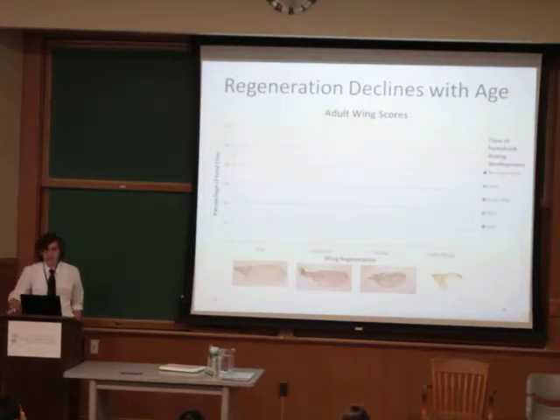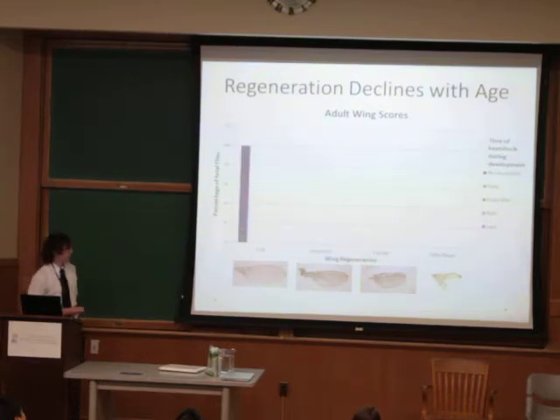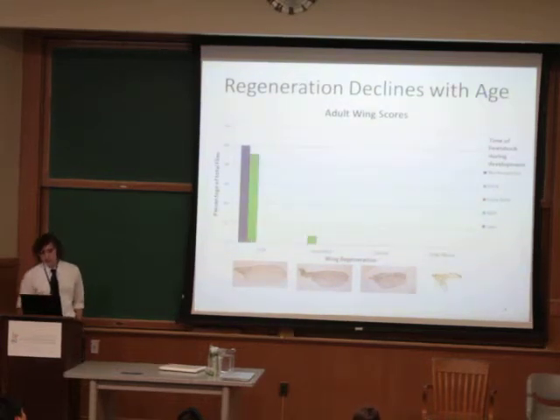Now, we've also noticed age-related decline in regeneration in flies. So the y-axis is how many wings, percentage total, and the x-axis is how well those wings regenerated. As we would expect, when we don't cause any heat shock, we see all wings are fully formed. And alternatively, when we cause a heat shock early in development, we see most of the wings are fully formed, with a few that have slight imperfections.